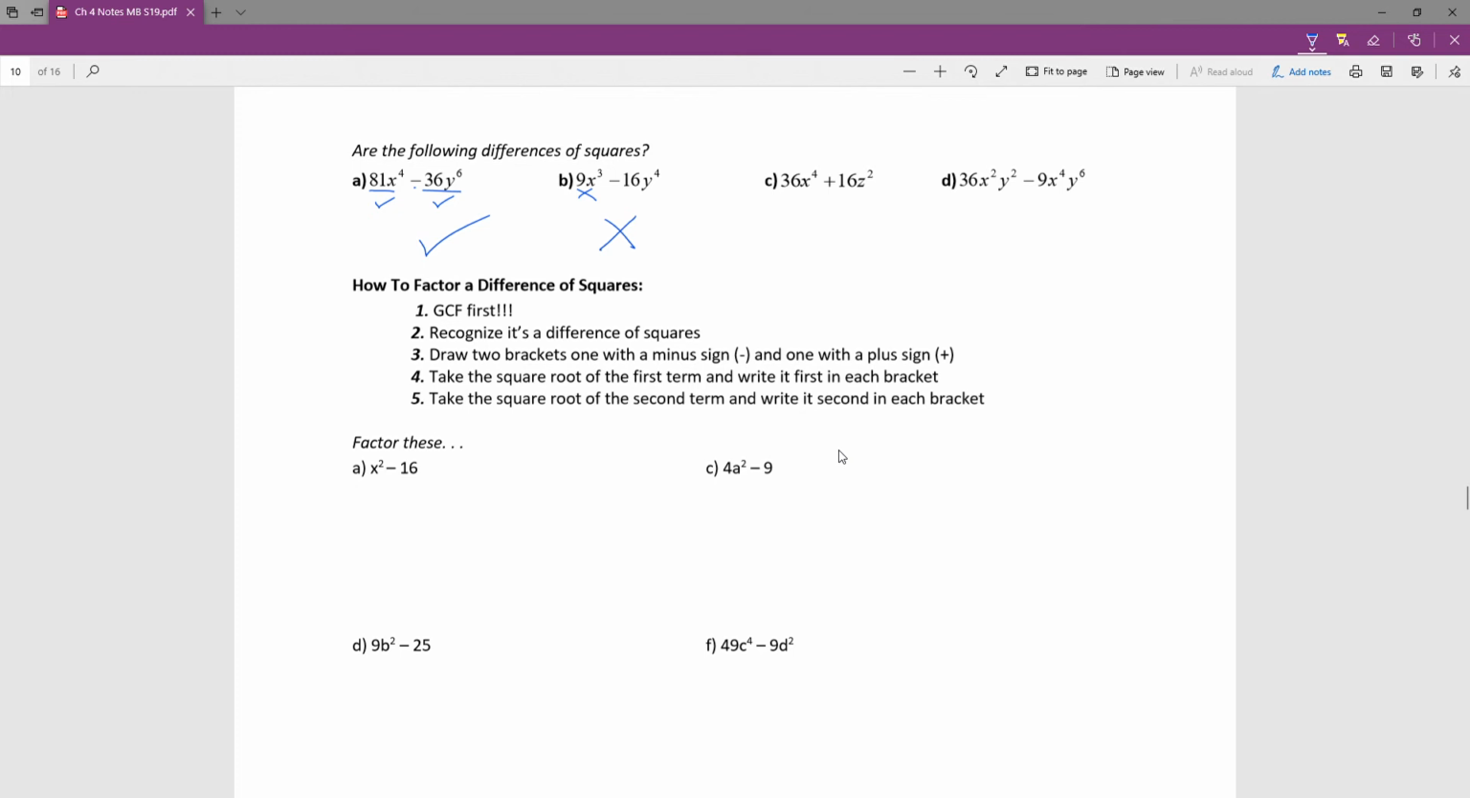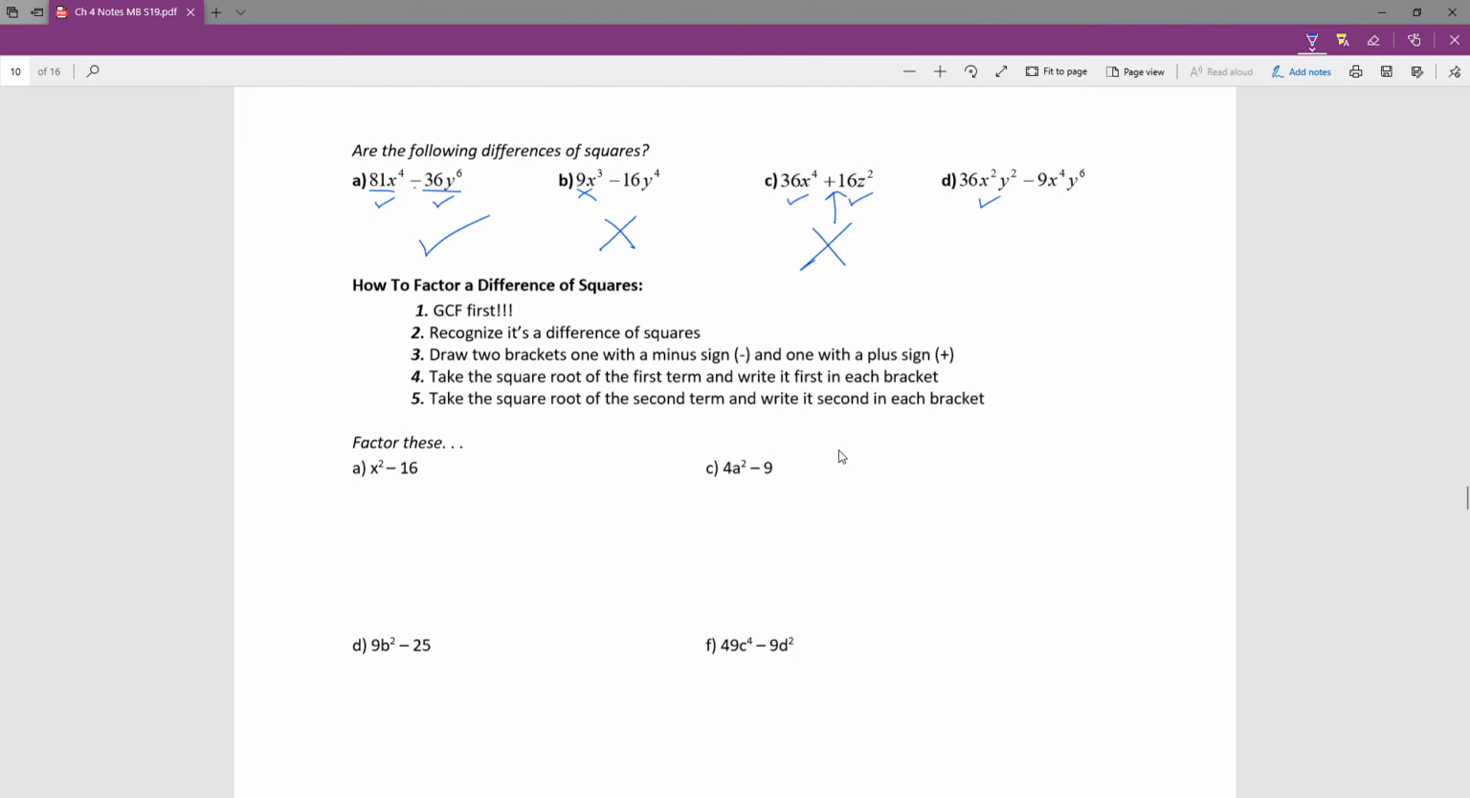C, we've got 36x to the 4th, which is good. We've got 16z squared, which is good. But the third thing to check, this is not a difference of squares. This is a sum of squares, and that is not going to fit our pattern here. The last one, so we've got 36x squared y squared. Lots going on, but that's a perfect square.